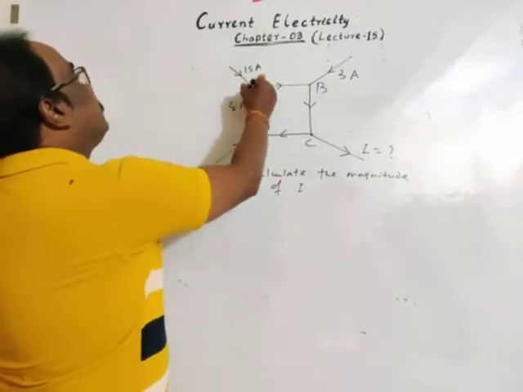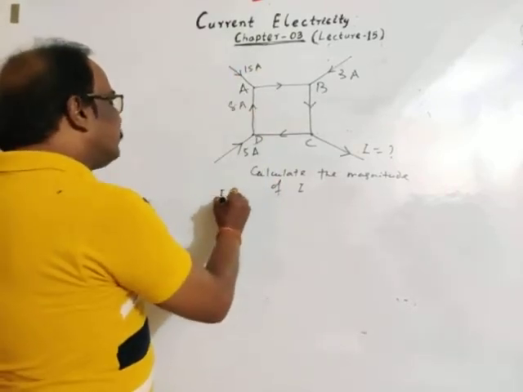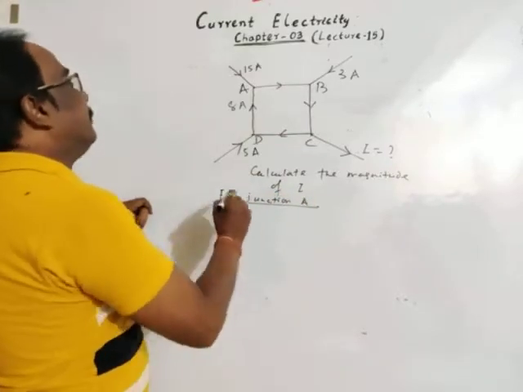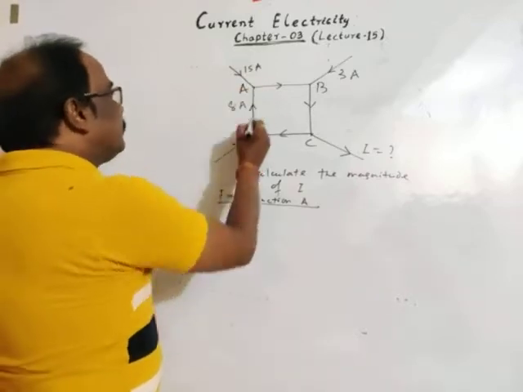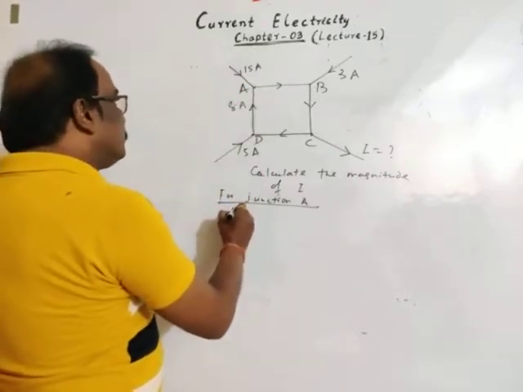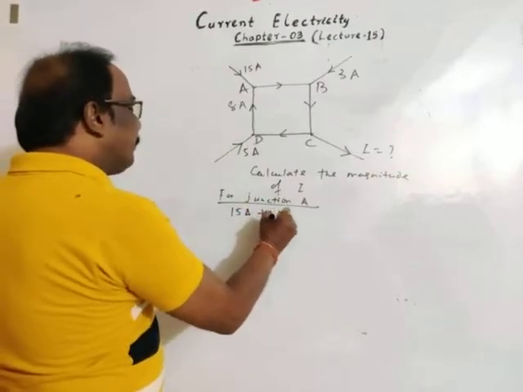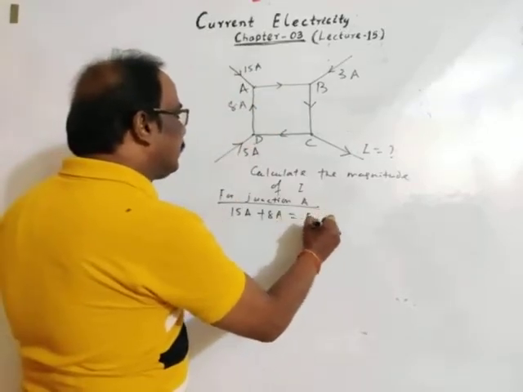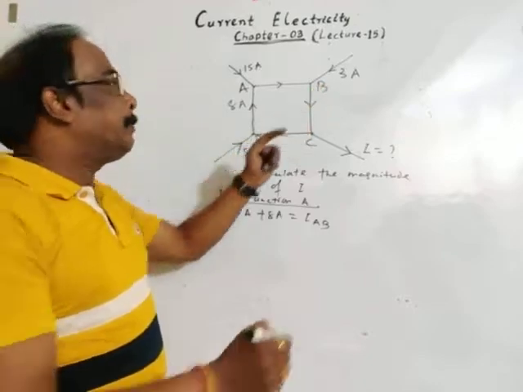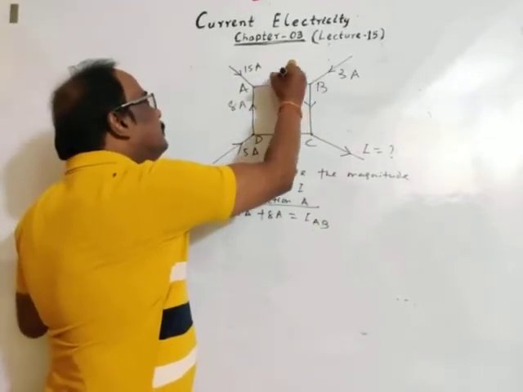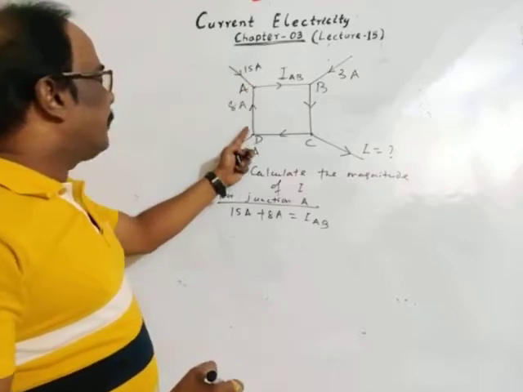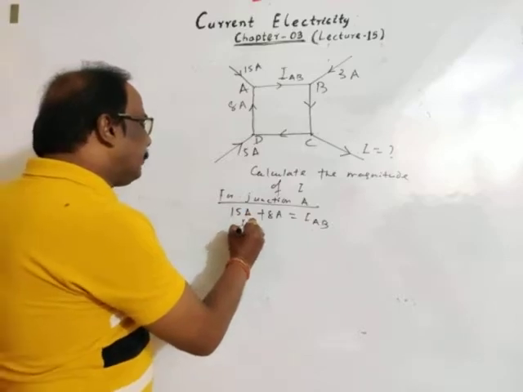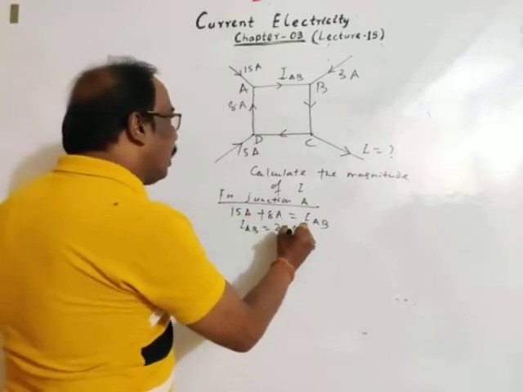If this is 15 ampere, for junction A, the incoming currents are 15 ampere plus 8 ampere, these are positive. Incoming current to junction A is equal to outgoing current in the branch AB, that is IAB. So incoming currents are 15 ampere and 8 ampere, and outgoing current is IAB. So IAB is equal to 23 ampere.